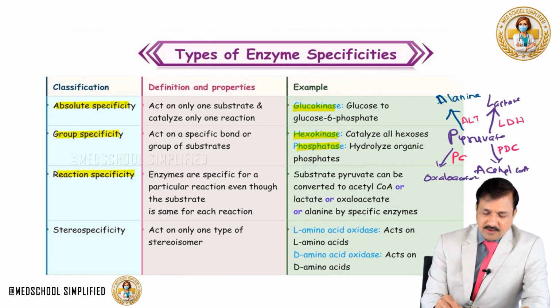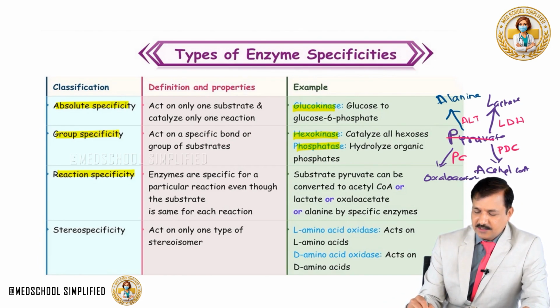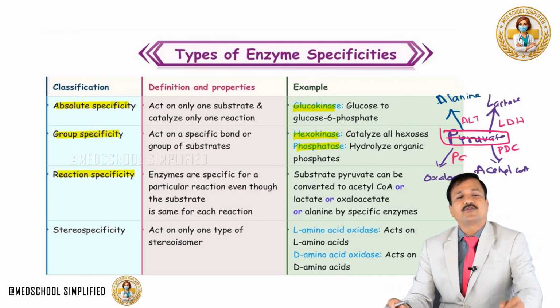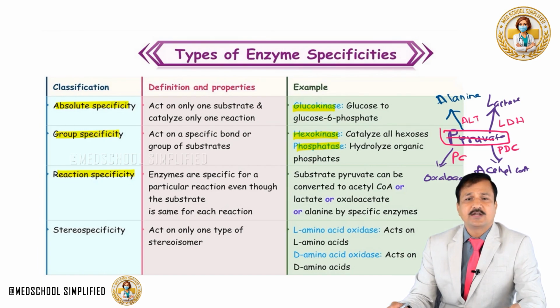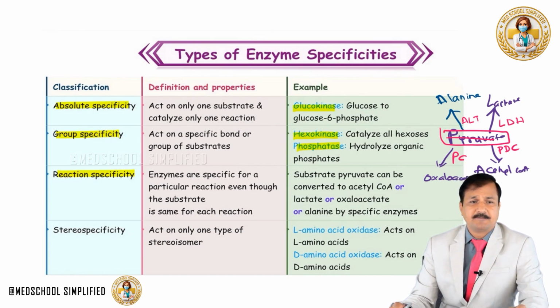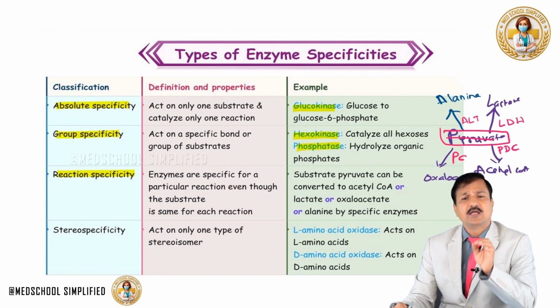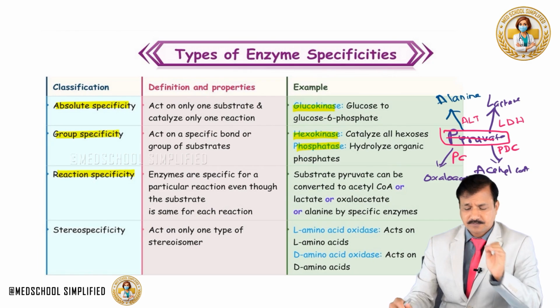So now you have seen that pyruvate is the central molecule, and this pyruvate is going in different directions by different enzymes, although the substrate is the same. So this type of specificity we refer to as reaction specificity. Enzymes are very specific to the reaction that they catalyze, although the substrate may be the same.